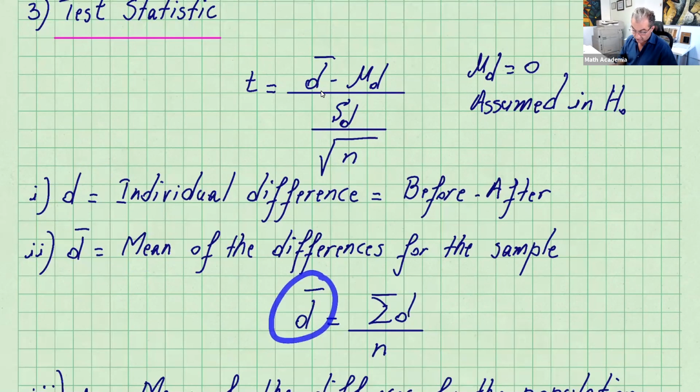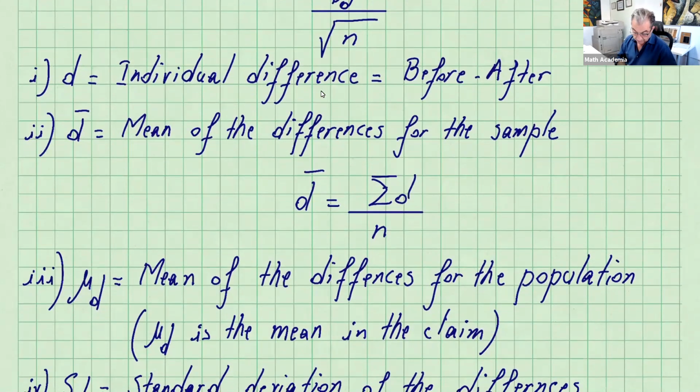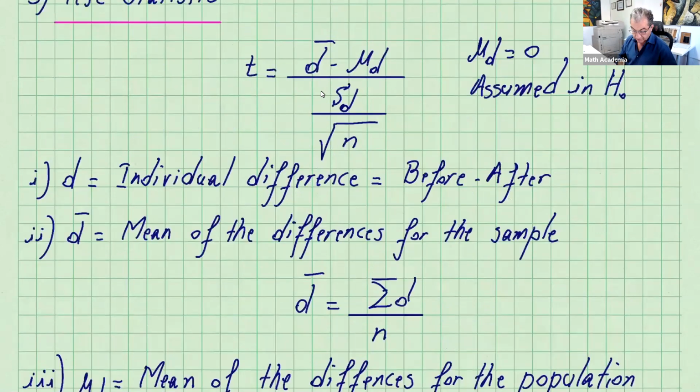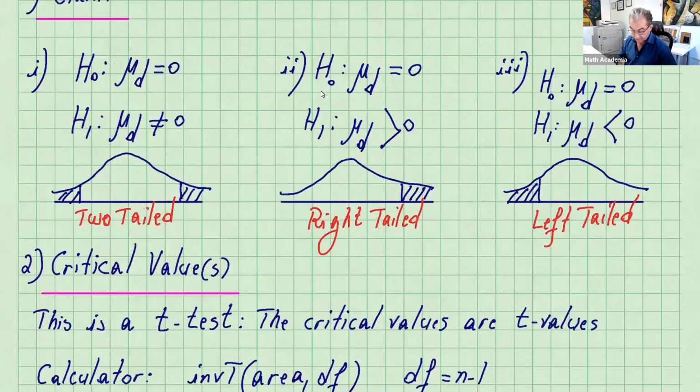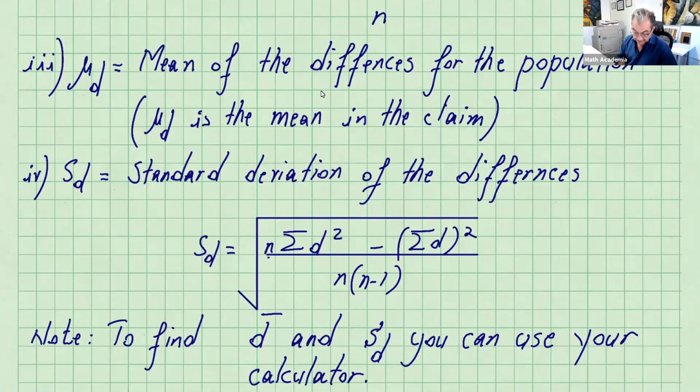That's called D bar. It's like X bar, and it's the same formula, sum of these over N. Mu sub D is the mean of the differences for the population. That's what we're going to be testing. And you saw that in the claims, that's what we're testing. So then we have S sub D. S sub D is the standard deviation of the differences.